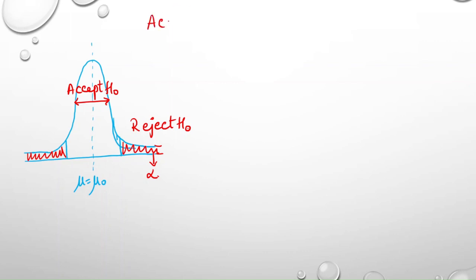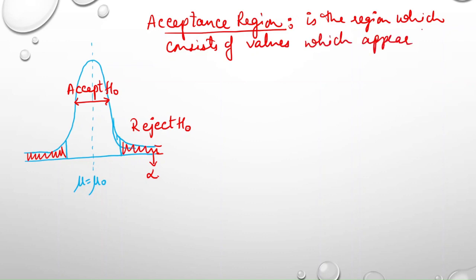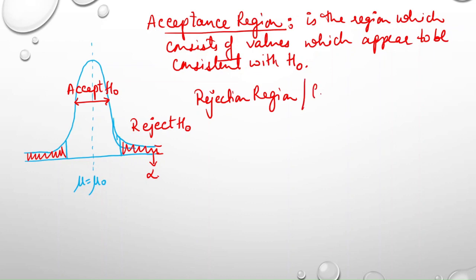So let me just define acceptance region. It is the region which consists of values which appear to be consistent with H naught, or we can say we are accepting our H naught. Whereas the rejection region is also known as a critical region.